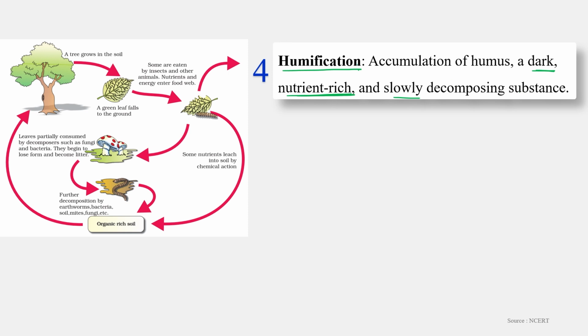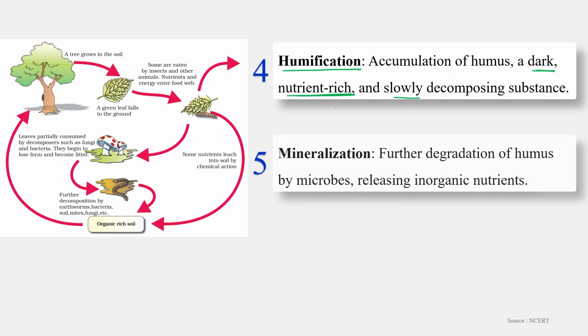So the fourth one is humification, and the fifth one is mineralization, meaning further degradation of this humus by microbes, as I said, with the help of fungus or bacteria. It is converted into inorganic nutrients, and the release of inorganic nutrients occurs.